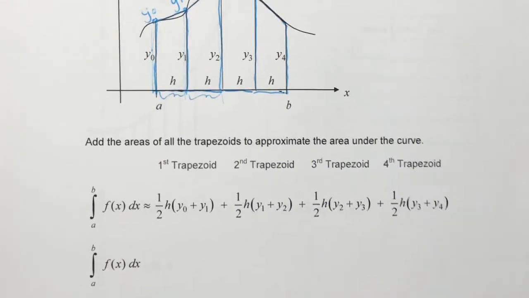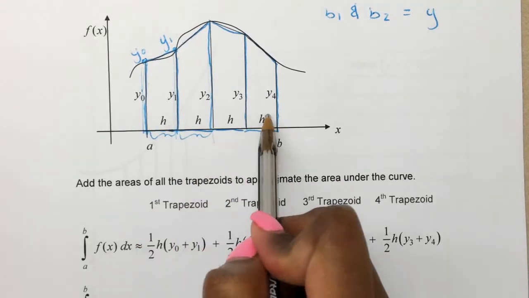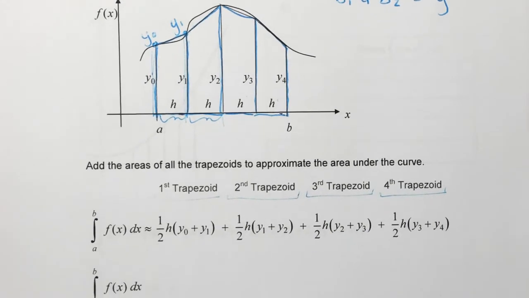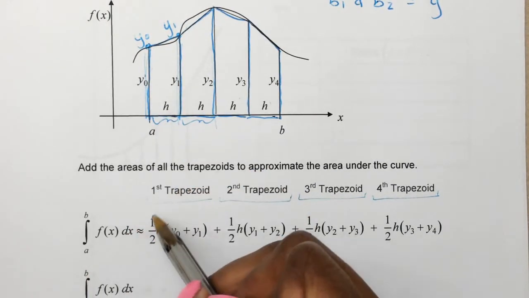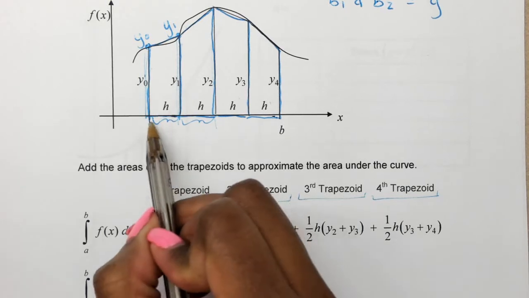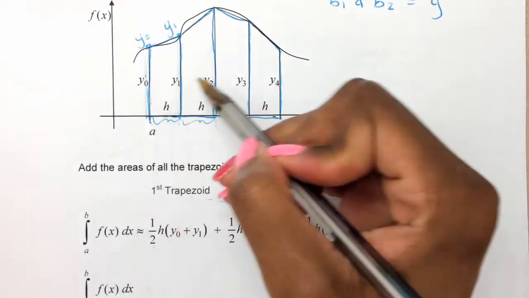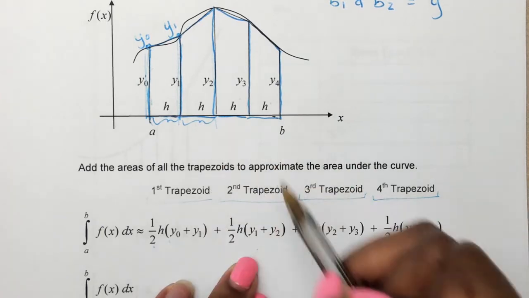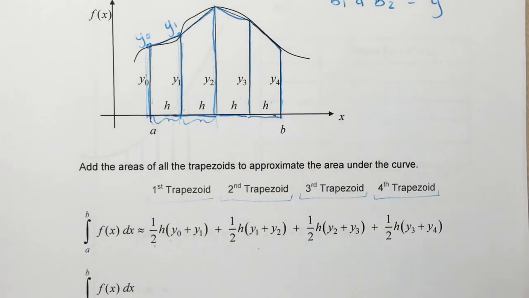Generally, what we would need to do is add all the areas of those trapezoids to approximate the area under the curve. We have 4 trapezoids, so we would need the area of all 4 of these trapezoids, and we would add them all up. For trapezoid number 1, our equation for area is 1/2, our subinterval is h, our first base is y0, and our second base is y1. For our second trapezoid, again, we have 1/2, our subinterval is h, my first base is y1, my second is y2, and so on and so forth.